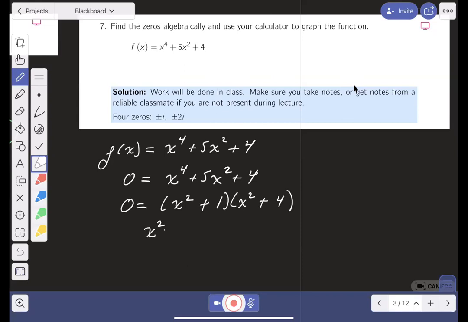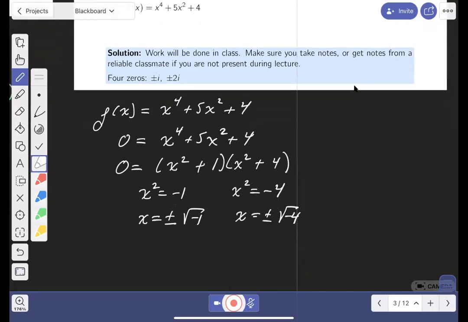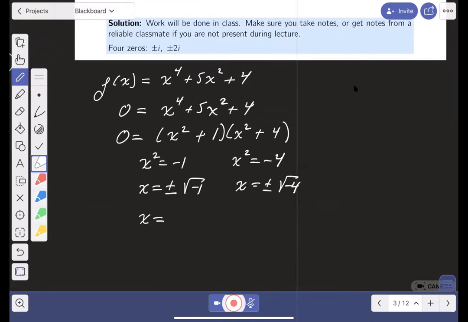When does x squared equal -1? And the other one, when does x squared equal -4? And what am I saying? I'm looking for the zeros of it. And the only way it could be 0 is if x squared is equal to -1, or if x squared is equal to -4. And that's pretty simple. What's x equal? Plus or minus the square root of -1. And this is x equals plus or minus the square root of -4. Do I know the square root of -1? I sure do. And what's that going to be? Plus or minus i. And this is going to be x equals plus or minus 2i. So I found my 4 roots.